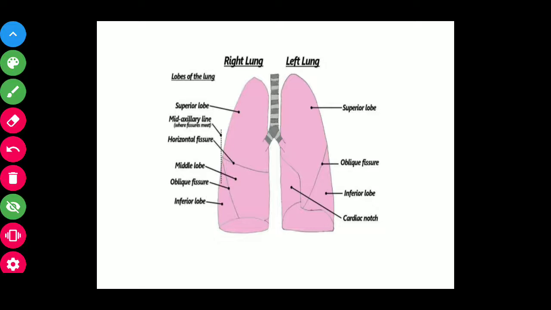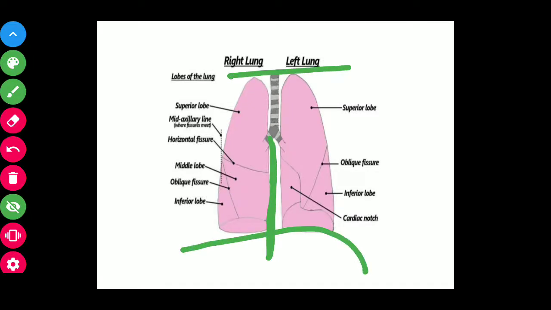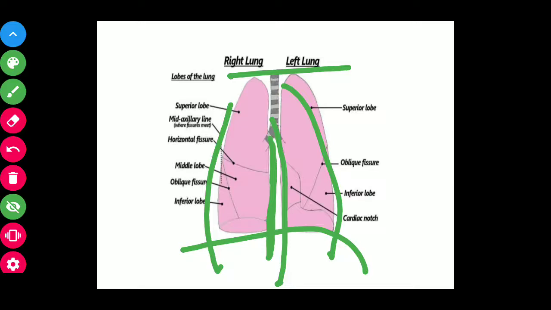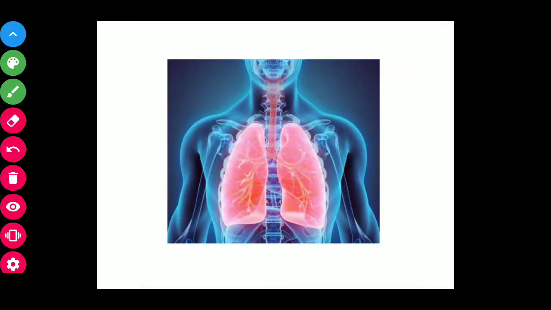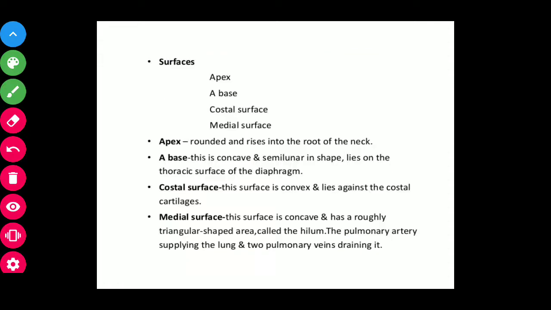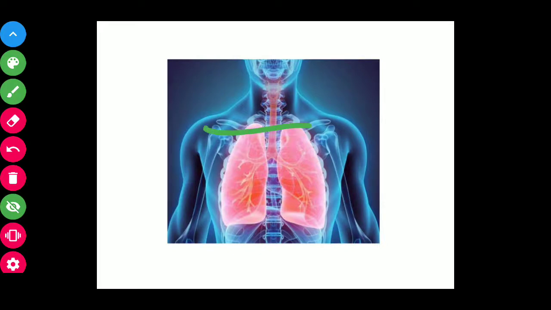The area between the lungs is the mediastinum, as you can see here. The surfaces of these lungs are the apex, the base, the costal surface and the medial surface. I'll show you one picture. Here you can see the apex, medial surface, costal surface and base.